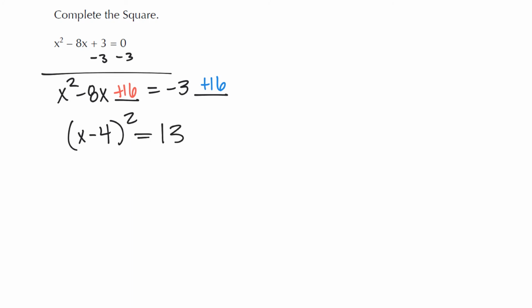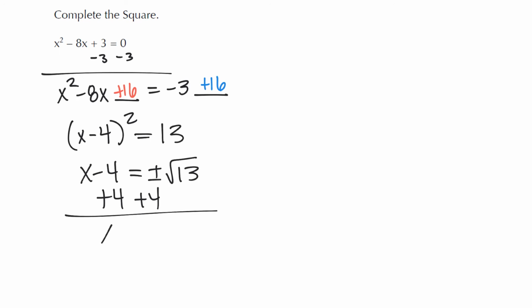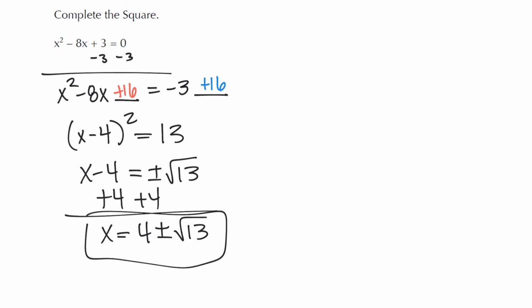So at this point, we have a square root property problem, and we solve it the exact same way. So I have x minus 4 is equal to plus or minus the square root of 13. I add 4, so I have x is equal to 4 plus or minus the square root of 13. So then the question becomes, am I done? Yes, 13 is not a perfect square, nor does it contain a perfect square, so I have nothing left to simplify.